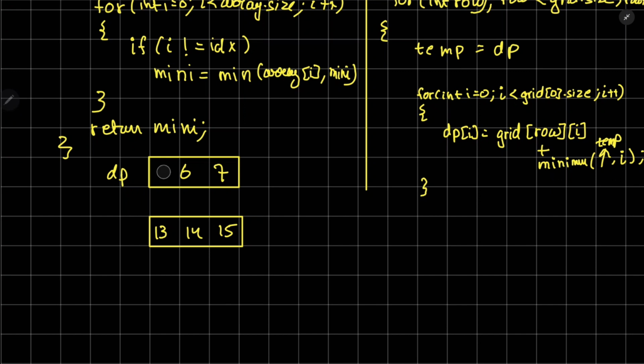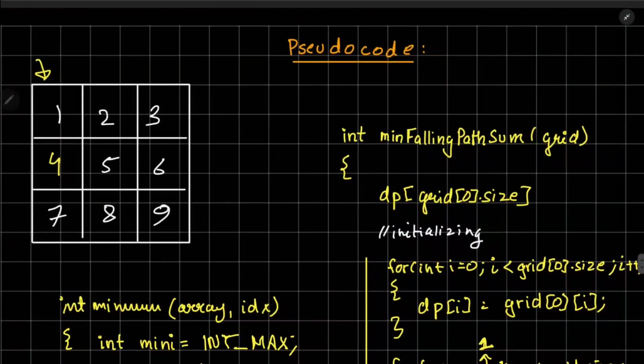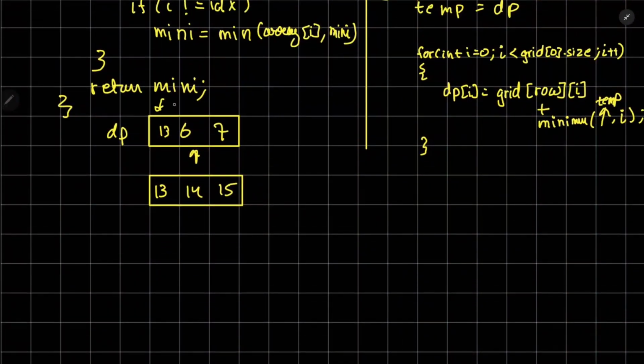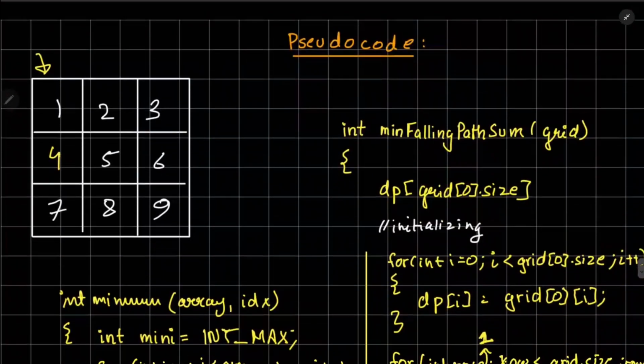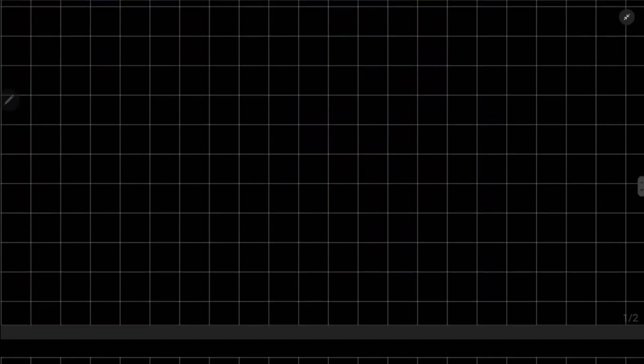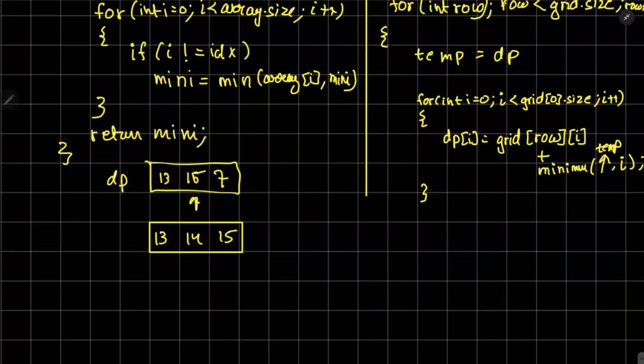So for first, let's say it updated 13, and now for 6 it will see the minimum element, and for the current element, that's 8, it will choose the minimum element among these two. So these two is 7. So 7 plus 8 will give you 15. But if you look closely, the answer for that DP array here was 17. So why did this happen? Because we are making updates in the DP array itself.